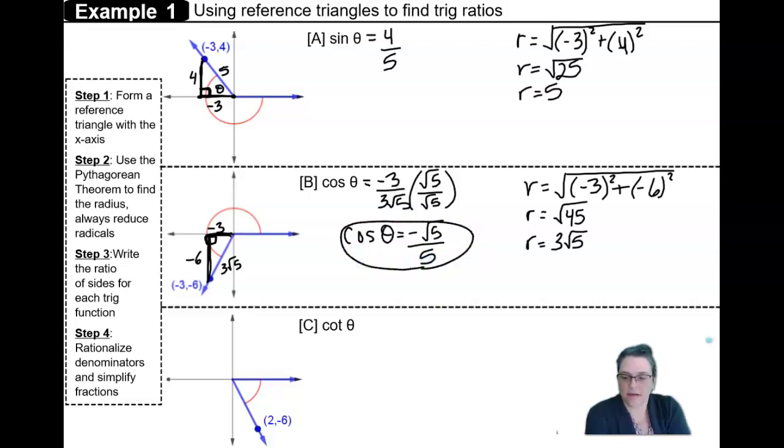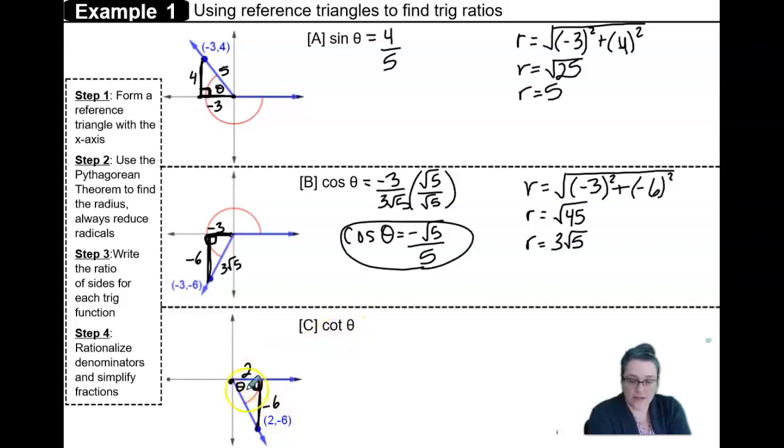Okay, looking at the last one here, the cotangent of theta, when we make our reference triangle by dropping a perpendicular to the x-axis, then our horizontal distance is 2, the vertical distance is -6, and theta is our acute angle. And we're looking for the cotangent of theta. Cotangent is the reciprocal of tangent. Tangent is opposite over adjacent, or y over x.